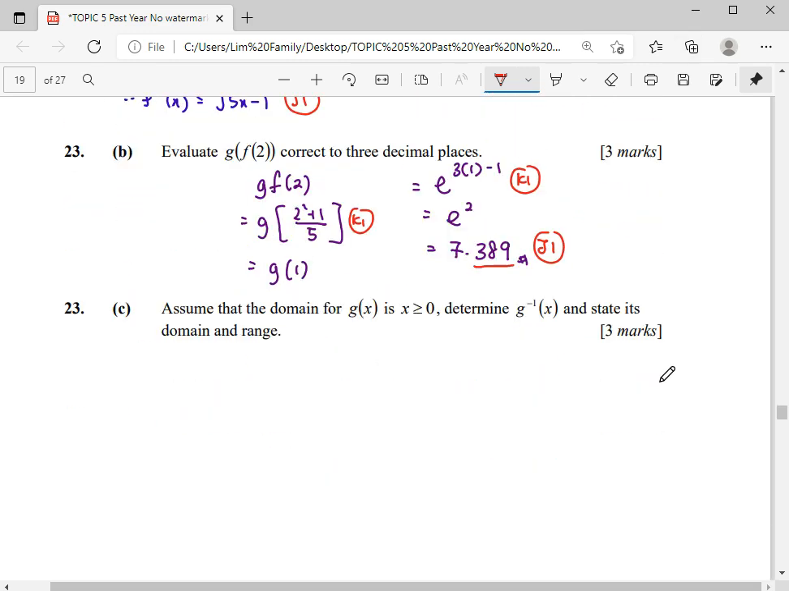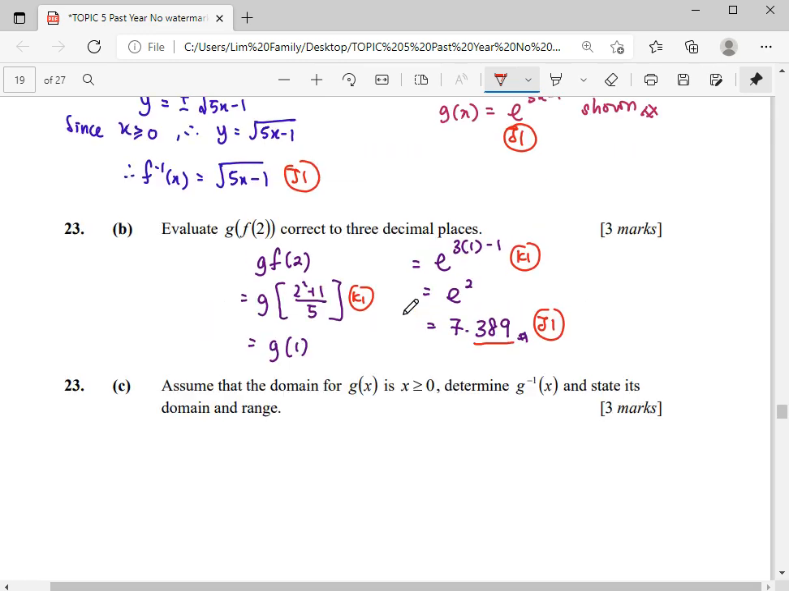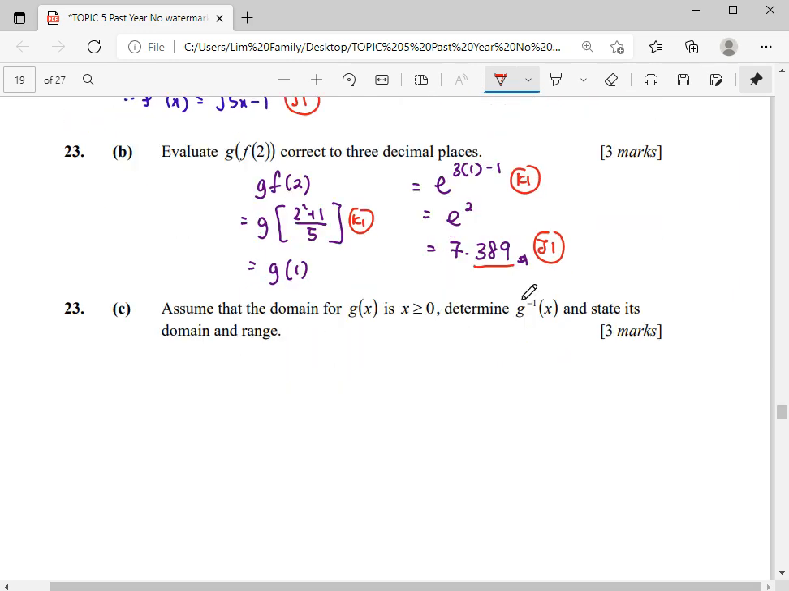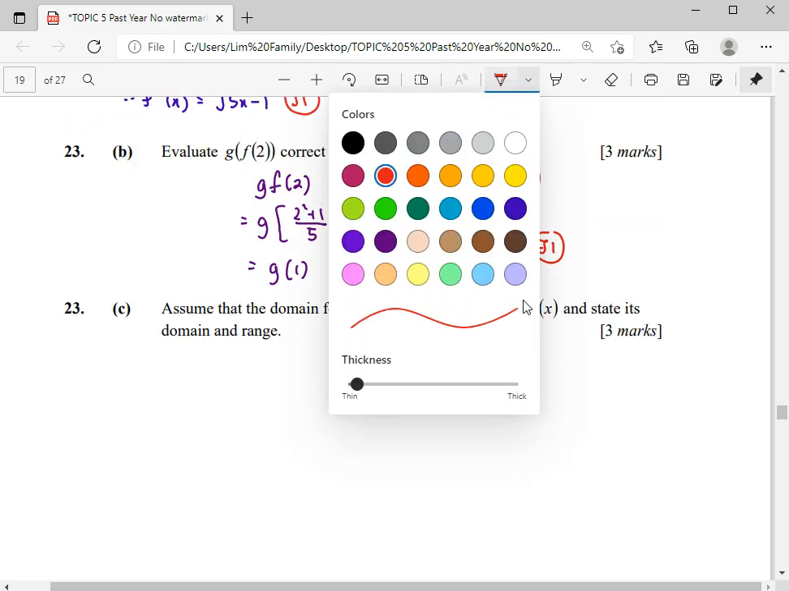And then we go for question C. Assuming the domain for g(x) is greater than 0, x greater than 0 means positive. Our g(x) is positive right now. So our g(x) is taking the positive part, it's not taking the whole function, it's just taking the positive part, x greater than 0, one part only. They ask us to determine the g inverse.